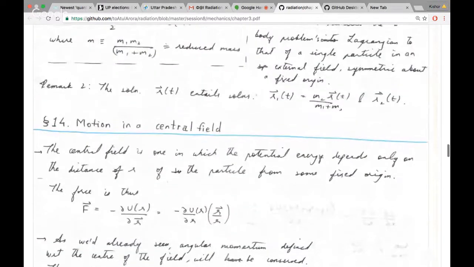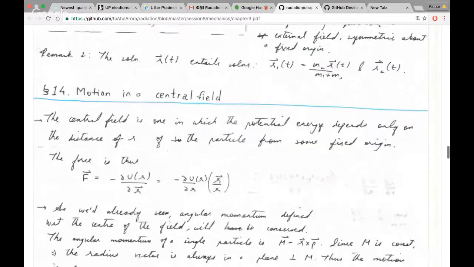So the next thing is the motion in a central field. The central field is one in which the potential energy depends only on the distance r of the particle from some fixed origin. The force is thus F equal to minus dU by dr into r by r, which is the unit direction vector.